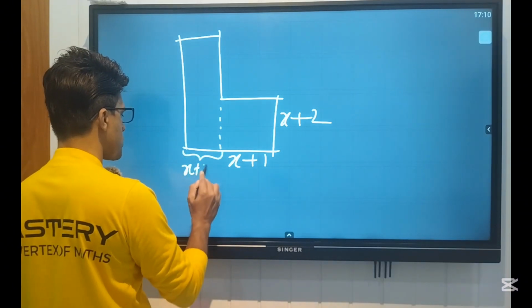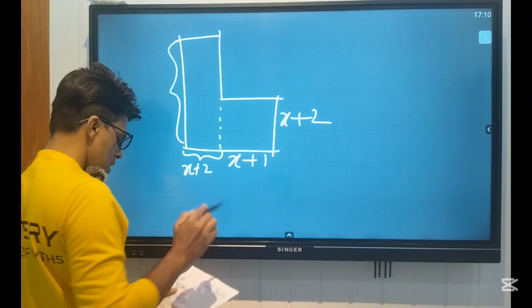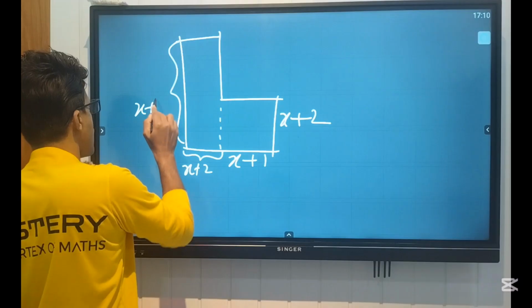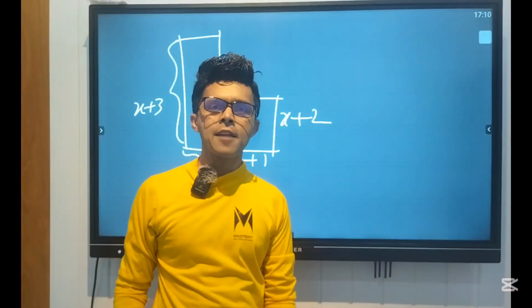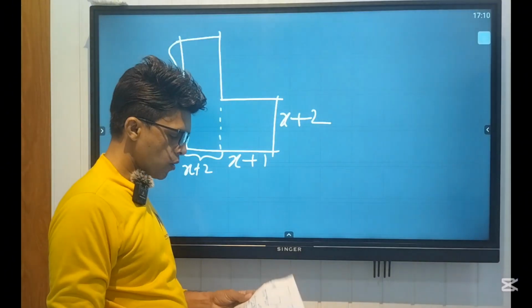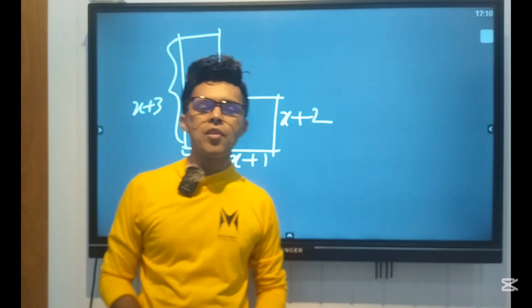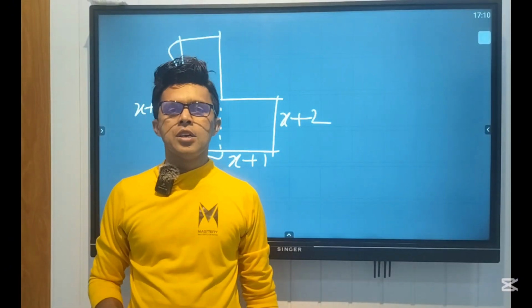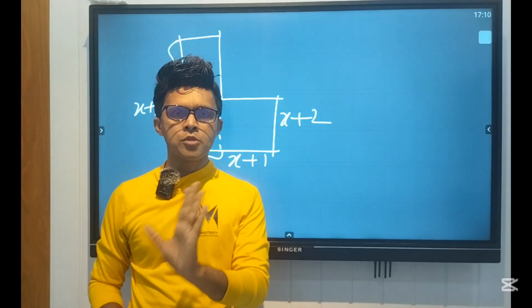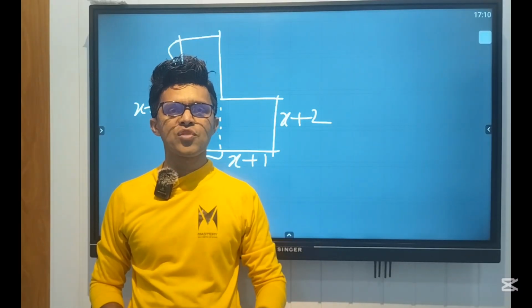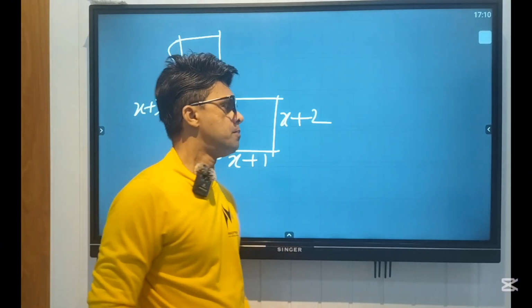From here to here is x plus 2. What you need to do here is find the area of this plane figure. According to my knowledge, we've not been given units here, right? So if the unit is cm, then the answer is taken in cm squared. If the unit is meter, then the answer is taken in meter squared.